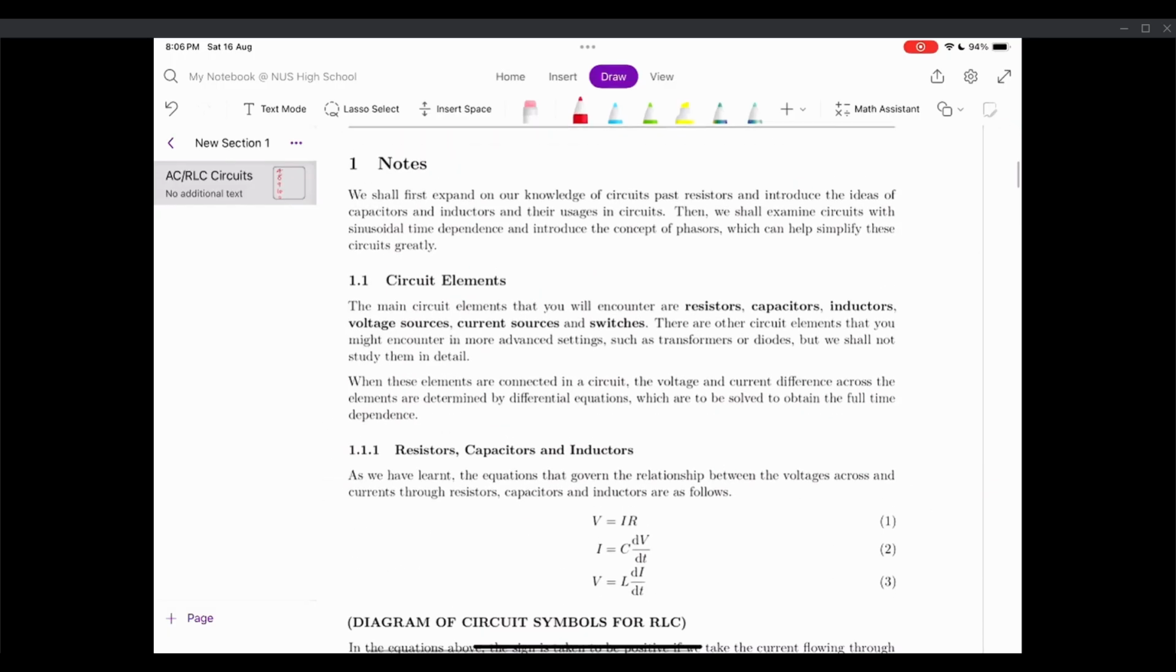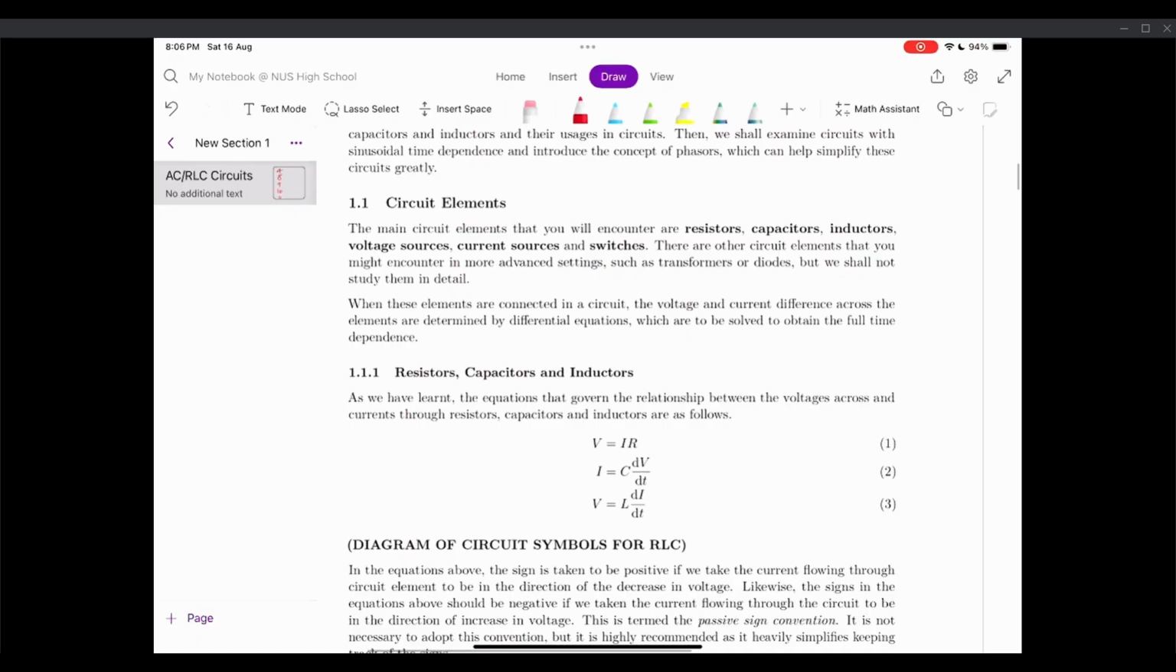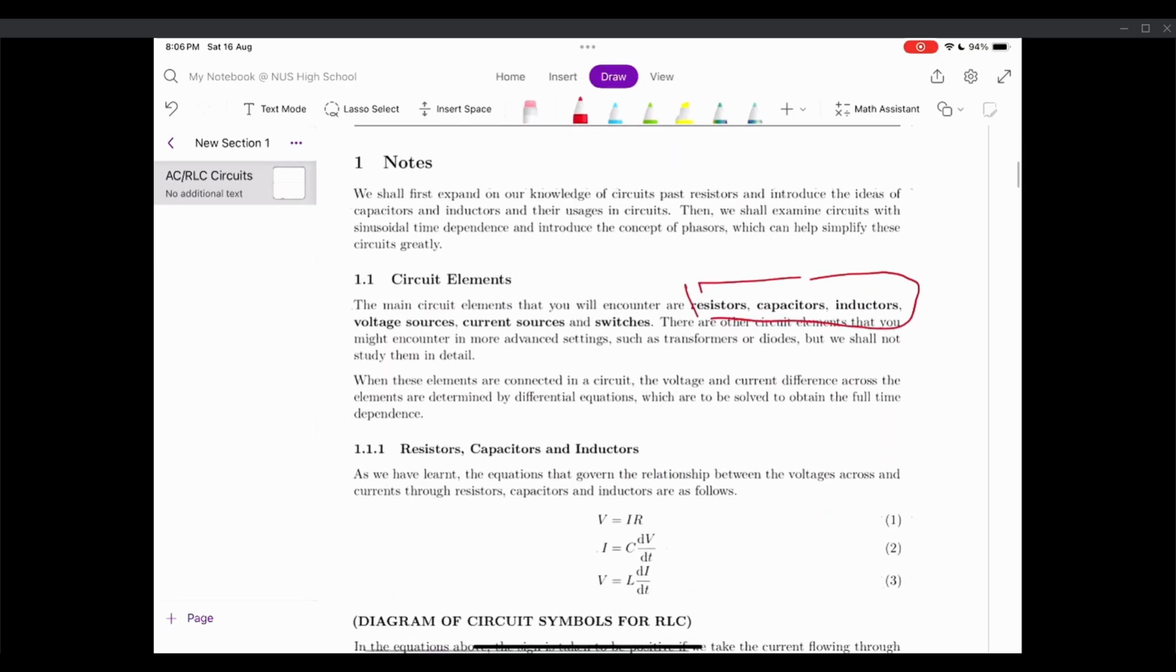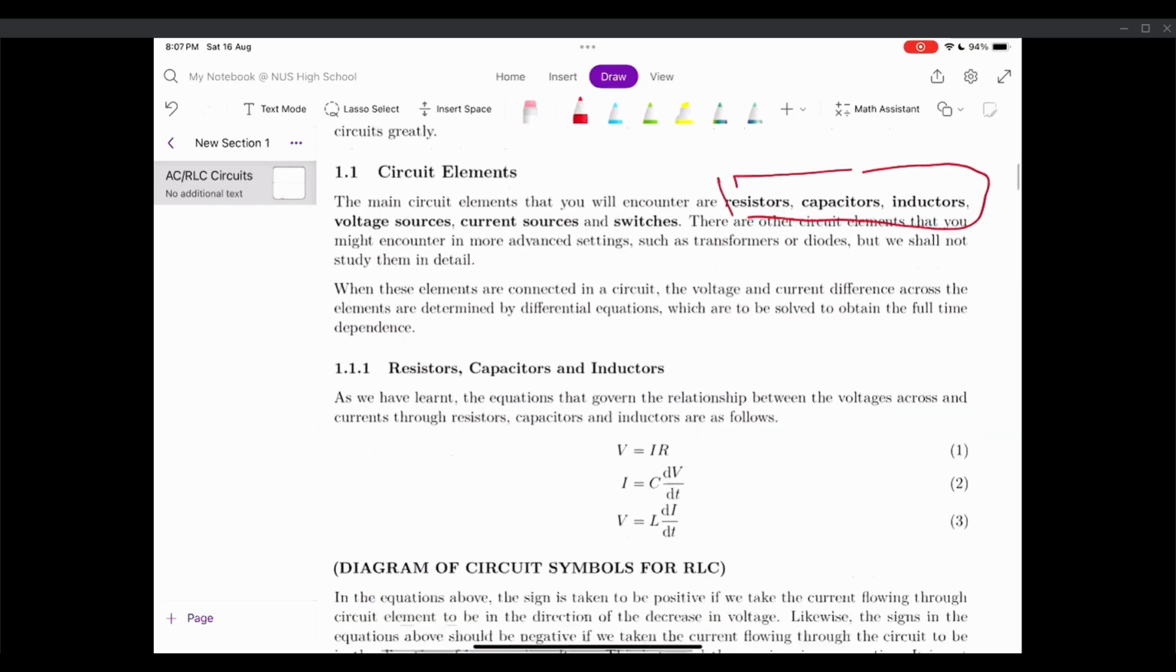So first thing I should be introducing is obviously the main circuit elements. You should have learned in the previous classes about resistors, capacitors, and inductors. These are the main three elements that you'll be dealing with in this chapter. That's what RLC stands for: resistor, inductor, and capacitor. They are the symbols for each.